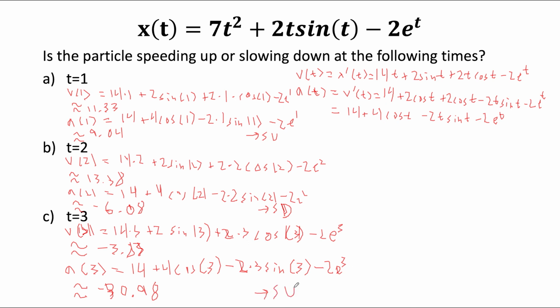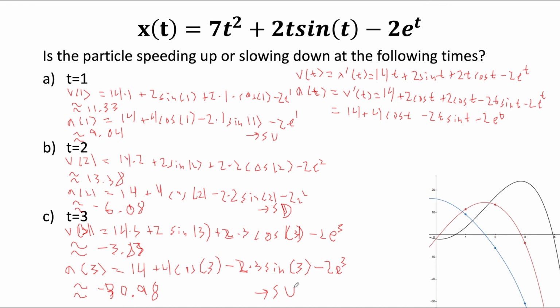And just to help you visualize all this, here is the graph of the position of the particle in black, of the velocity of the particle in red, and the acceleration in blue. As you can see, the points roughly match up with what we got, and that is all for the lecture.